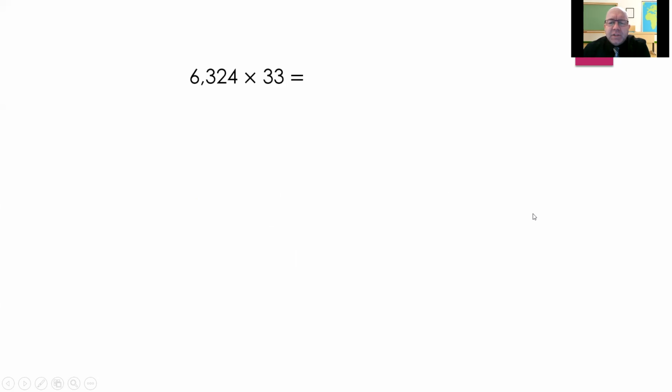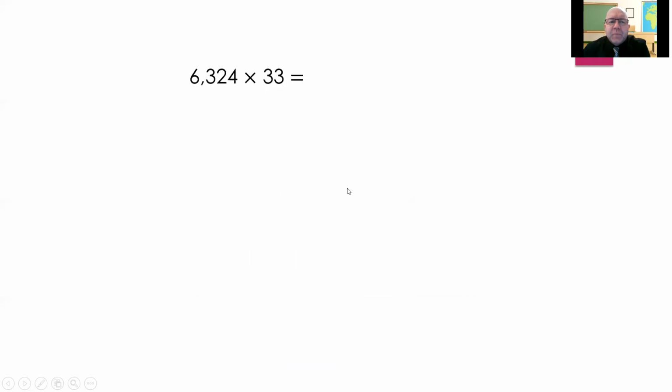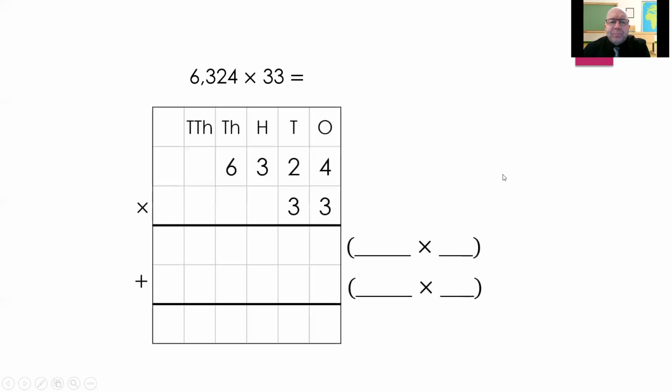And so the final answer, oops, skipped on a quick there. As we saw earlier, 74,016. Same question, same answer, different method. Right, what about this one?